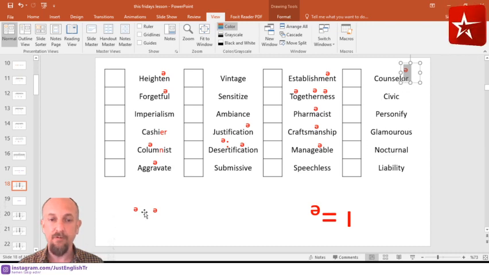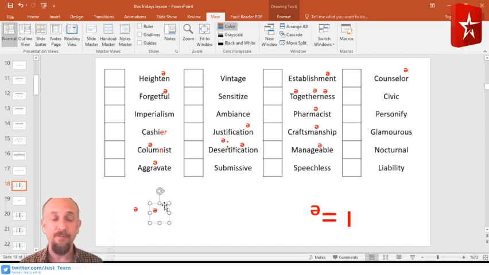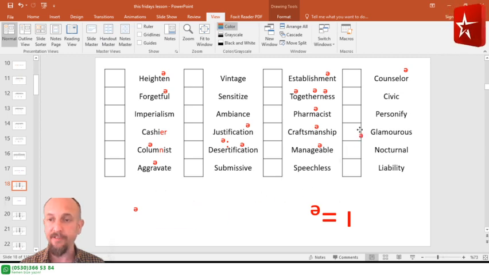We have civic, we have personify. Where am I from, Mr. Alper? Every week I get asked this question. I grew up in London, but I come from an Irish family. I identify with my Irish family more than anything else. So I'm Irish, but I grew up in London, unfortunately. My family moved there before I was born.